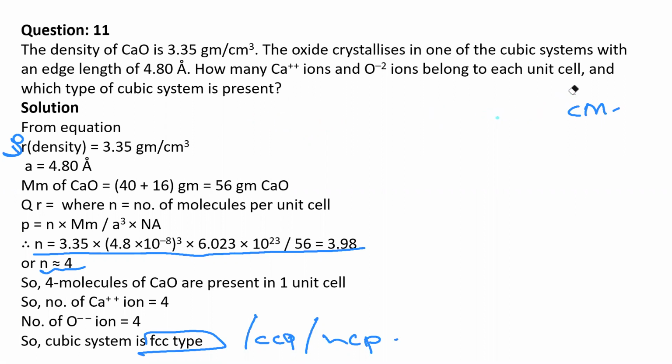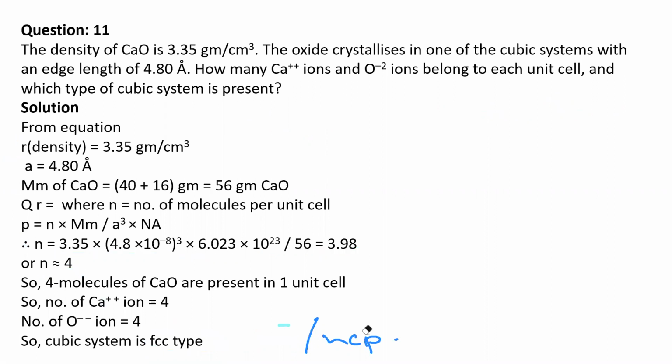Where if N is equal to 2, it is body centered. If N is equal to 1, it is simple cubic, and so on. So already these things we know. So this is question number 11. I hope you understood it clearly. Question number 11 is finished. Next, question number 12.